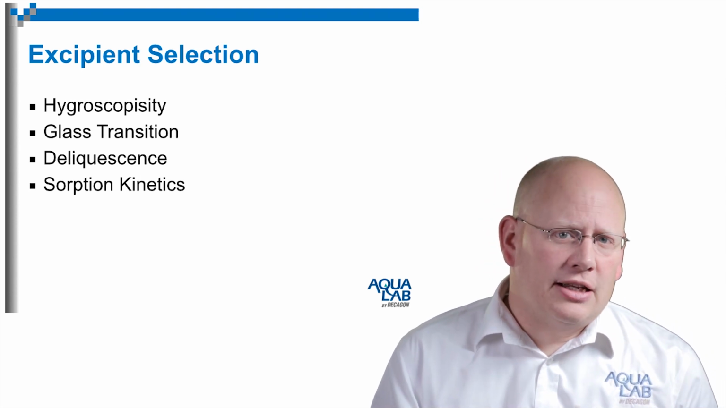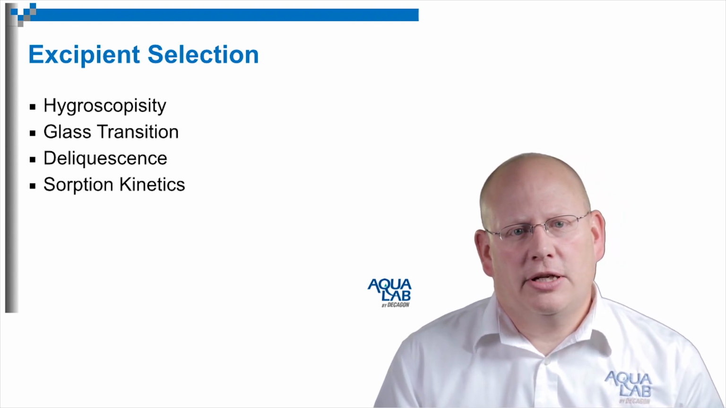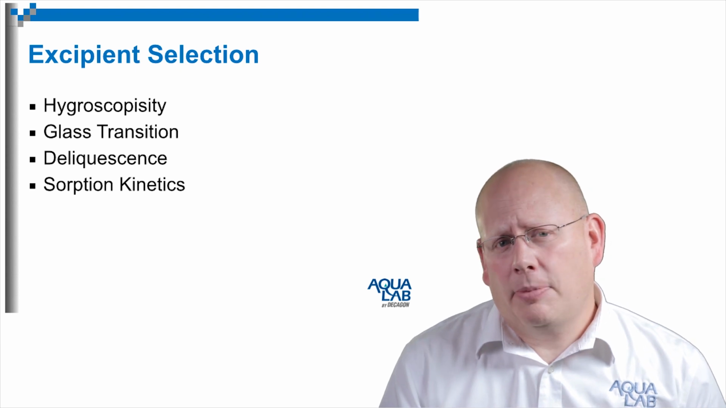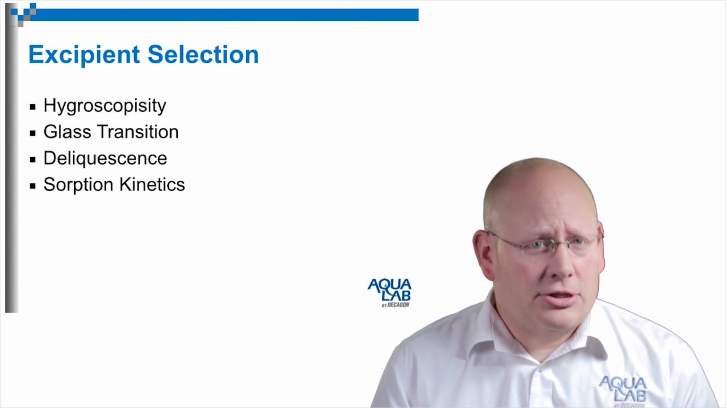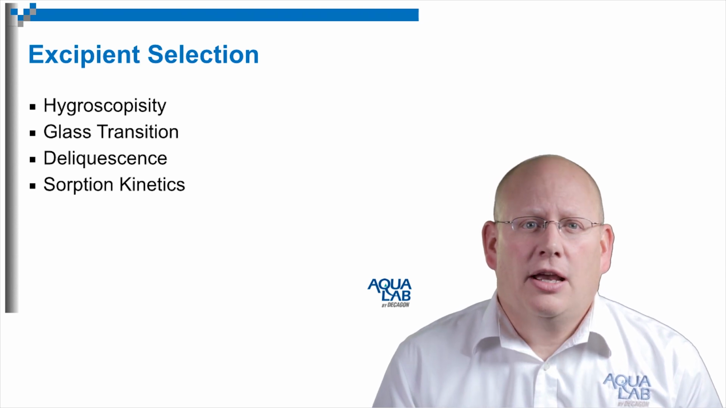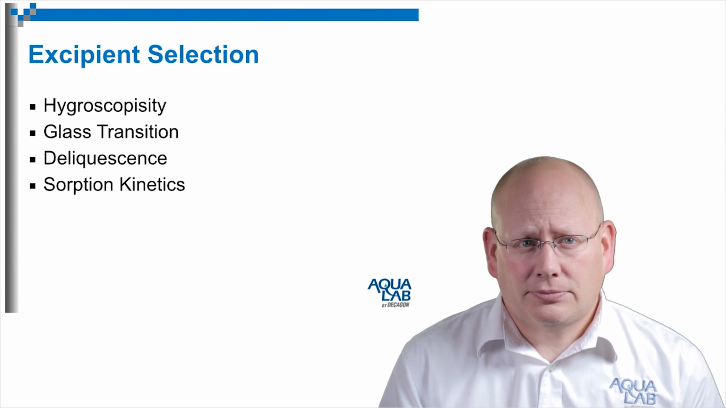And so when determining excipients, there are several different factors influenced by moisture that should be considered when looking at an excipient. One is how hygroscopic it is. One is its glass transition properties, its deliquescence properties if it's crystalline, and absorption kinetics, or how quickly does the moisture change in the product.